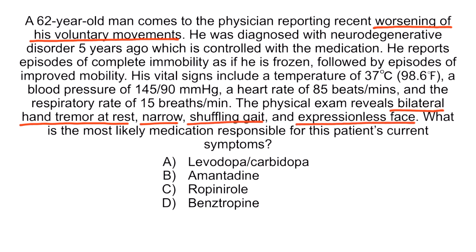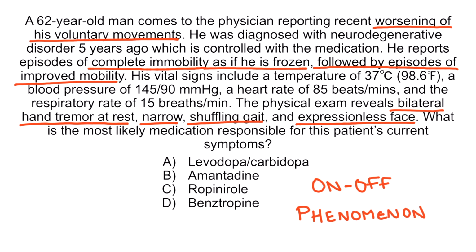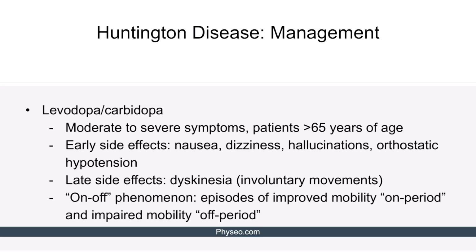He reports episodes of complete immobility as if he is frozen, followed by episodes of improved mobility. This description is consistent with the classic on-off phenomenon associated with the long-term use of levodopa-carbidopa. Therefore, the correct answer is option A. Here's the slide reminding us of the side effects of levodopa-carbidopa.